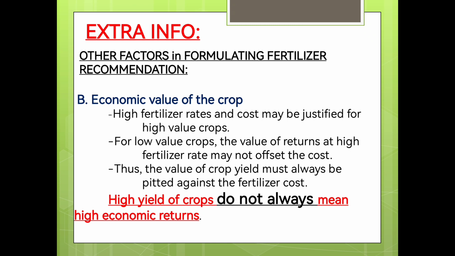So, for example, asparagus, or other high-valued crops, siguro pwede siyang ma-justify na nag-apply ka ng maraming abono, kasi mahal din yung presyo niya. So, you always have to consider the economic value of the crop.